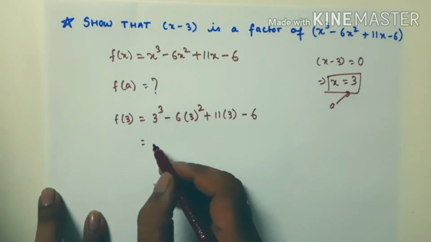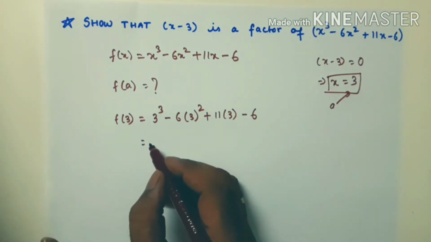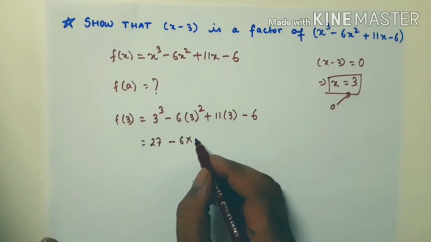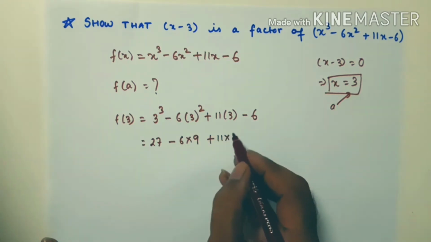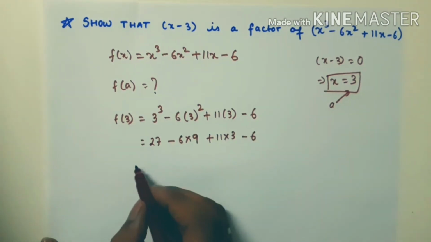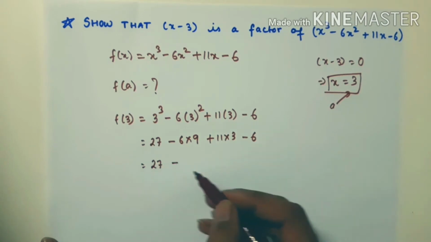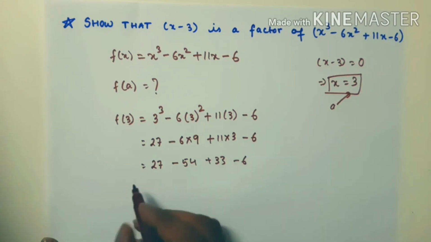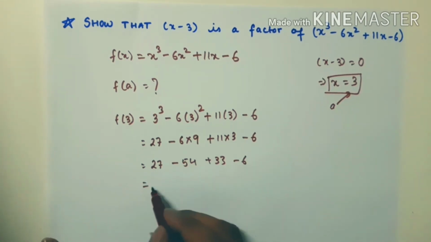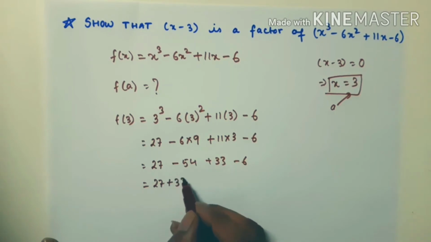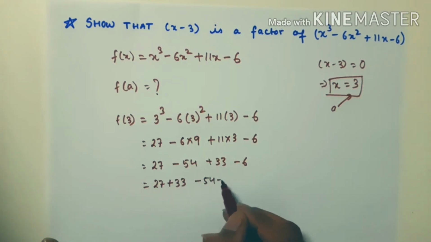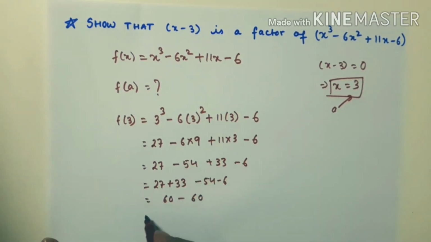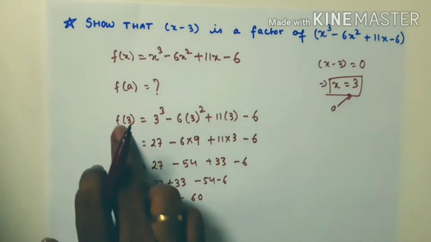So first is 3 cubed. 3 cubed means 3 into 3 into 3, so that becomes 27, minus 6 into 3 squared. 3 squared is 9, plus 11 into 3, minus 6. So we get 27 minus 6 nines are 54 plus 33 minus 6. Now we will solve these integers. First the addition part, 27 plus 33, then all the subtraction part. So we get 60 minus 60, and the answer is 0. So f of 3 is 0.